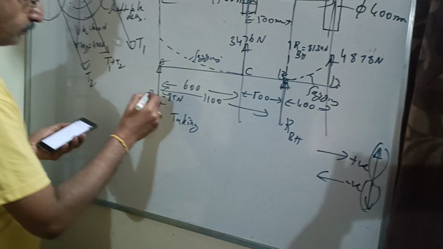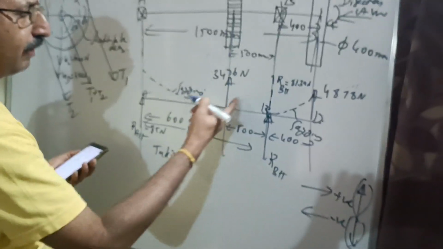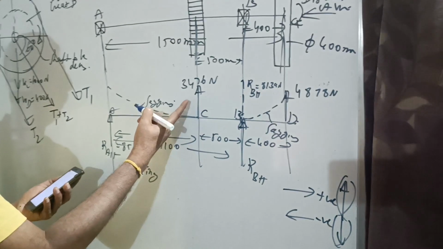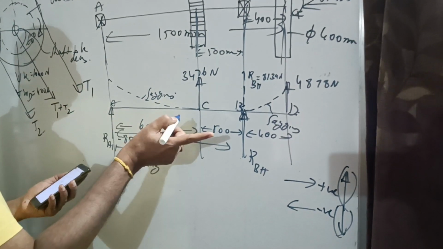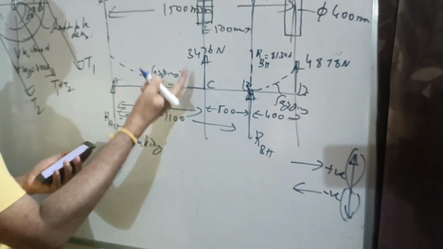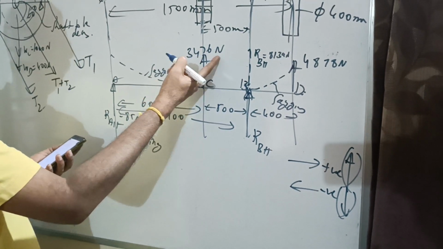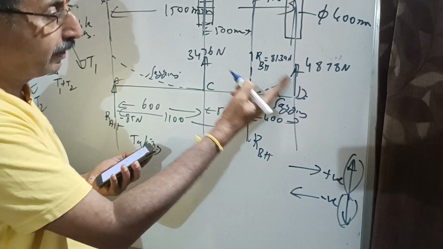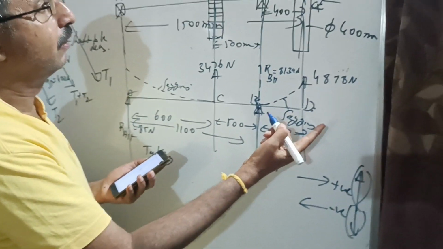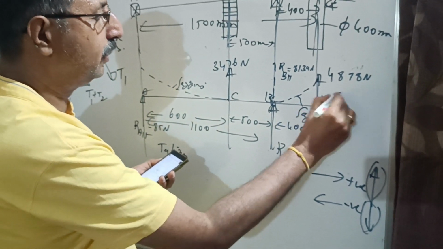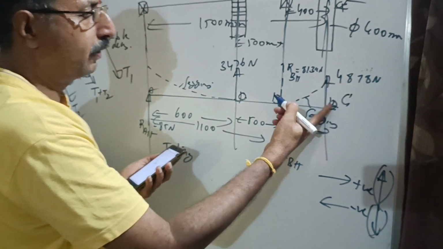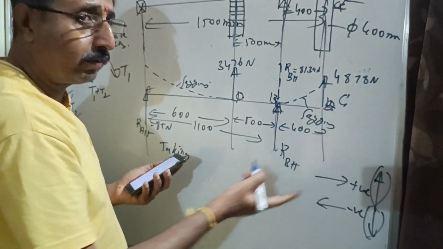Now, I think we have already found out these values. This is the total horizontal load at gear C, that is acting towards right. Towards right means up, that is 3,476 Newton. Similarly, total horizontal load at pulley D. Pulley C, this is C, this is D. Okay, so total horizontal load at pulley C is 4,878 Newton. That is also acting towards right.